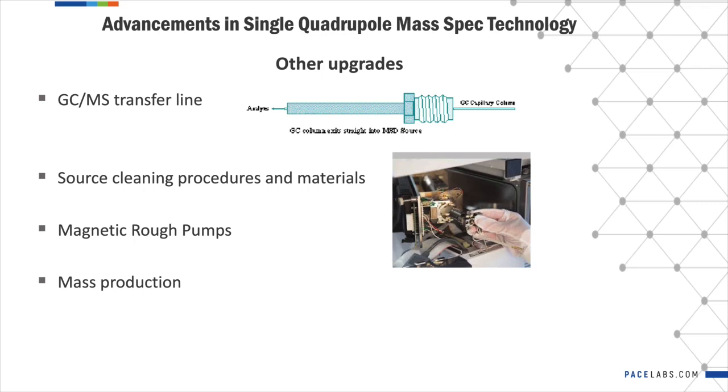Mass production of mass specs has also led to readily available parts and reduced pricing, which is great because the environmental market has been driven towards more production, which means more samples at lower prices, requiring more instrumentation and more parts on hand to reduce downtime and maximize instrument use.